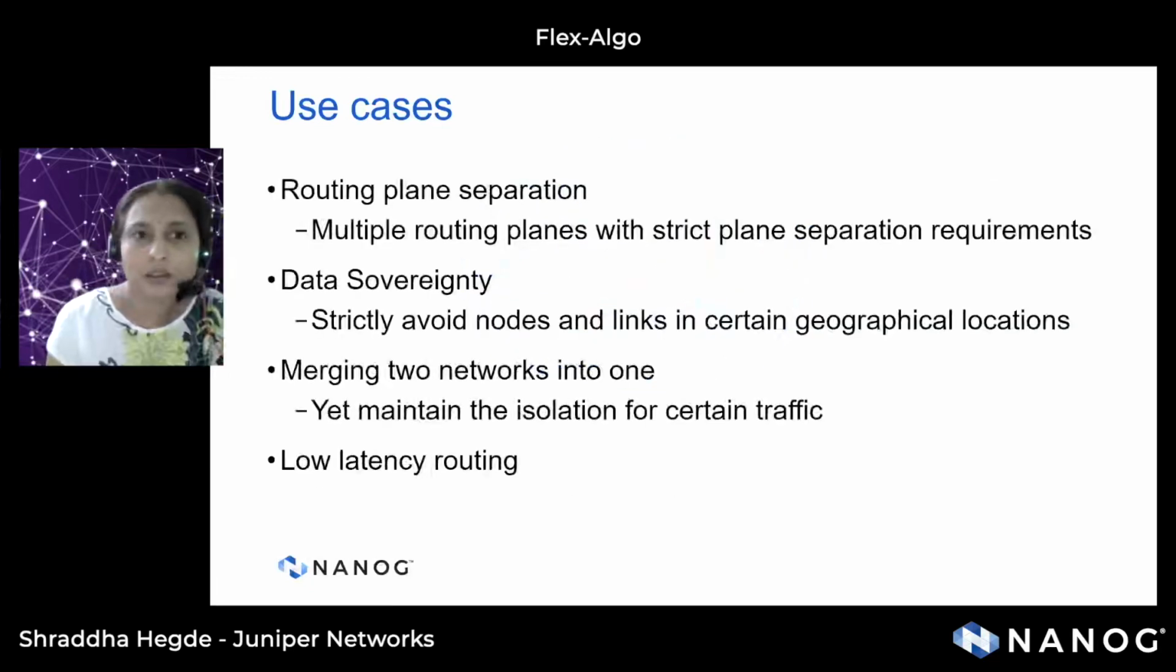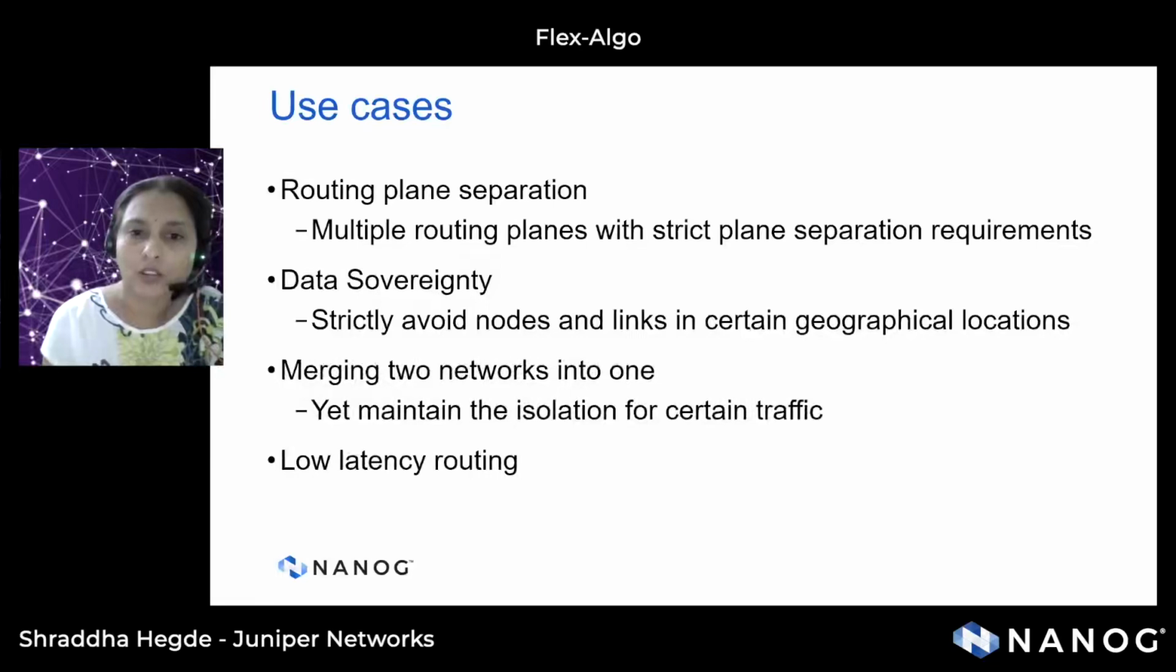So let's also see some other use cases that are applicable as we are seeing more interest in FlexAlgo deployments. The other use case that we are also coming across is merging two networks into one. So network consolidation use cases, which want to use a single IGP and merge their network into the single IGP, but yet maintain the isolation for certain traffic, especially high bandwidth traffic, such as internet traffic.